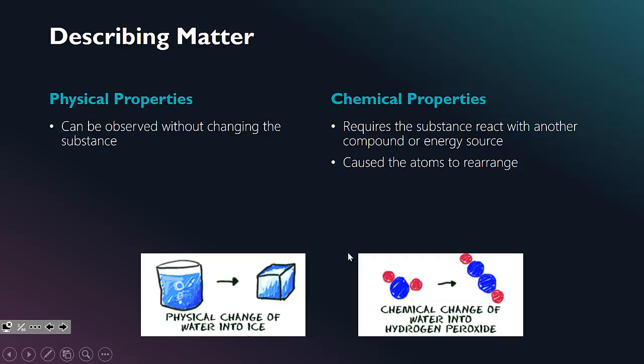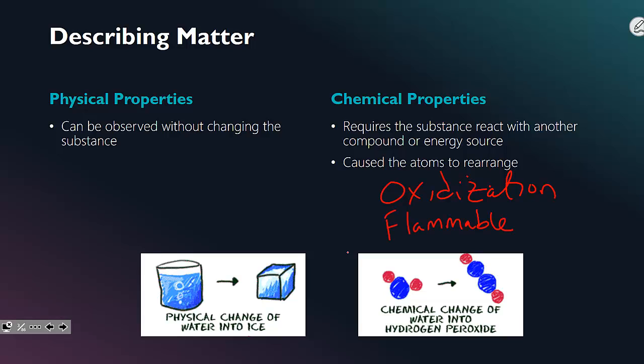Chemical properties are when atoms rearrange to give us a different substance. So for example, water, when it reacts with platinum, becomes hydrogen peroxide. A chemical property, you will often hear the words reacts with or changes into. There will be some change in the substance you're looking at. So a chemical property is how something behaves in the presence of something else, whether or not it oxidizes. So oxidation is an example of a chemical property, or if it is flammable. These would be examples of chemical properties.